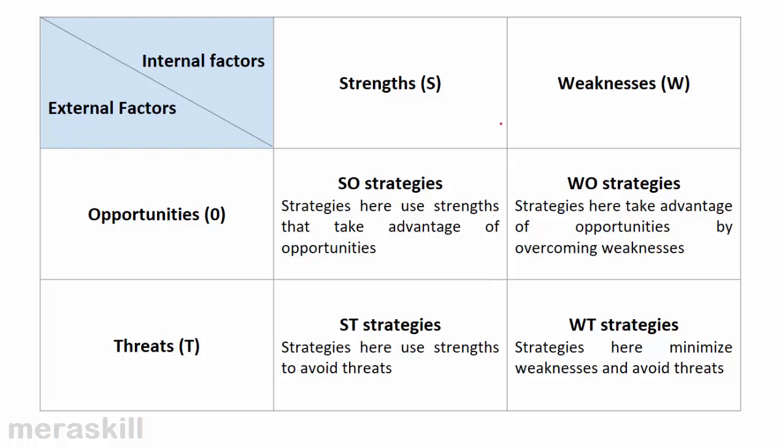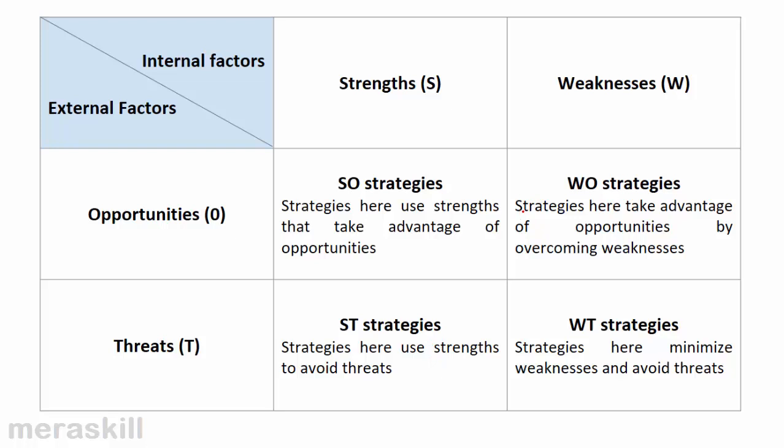So these are the strategies. If you take it into a format where you have strengths and weaknesses, opportunities and threats, what happens here? The strategies here use the strengths and take advantage of opportunities. Yes or no? These are the SO strategies. Now, the ST strategies use your strengths to avoid or minimize the threats. That is another kind of strategy. Correct?